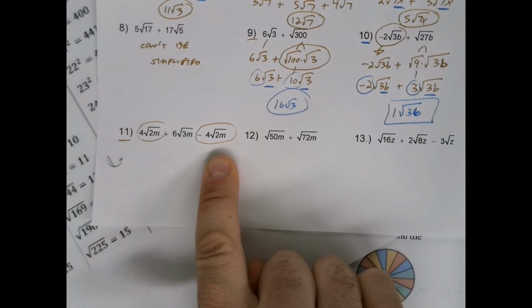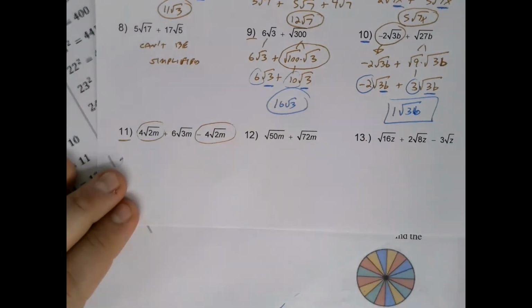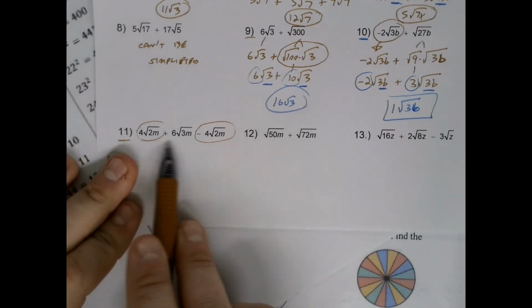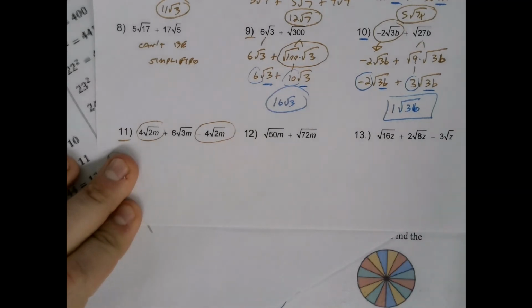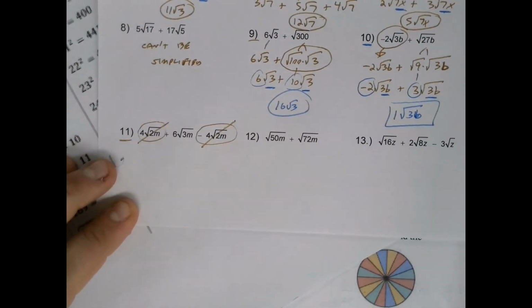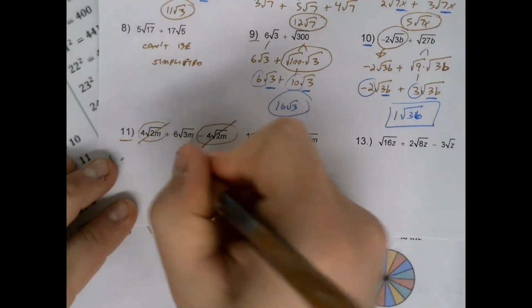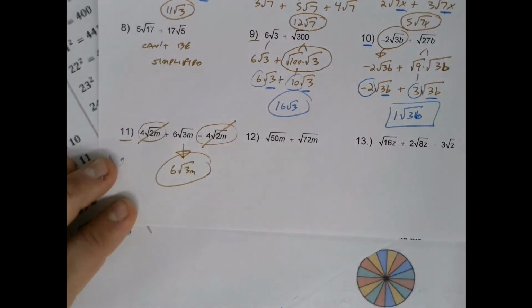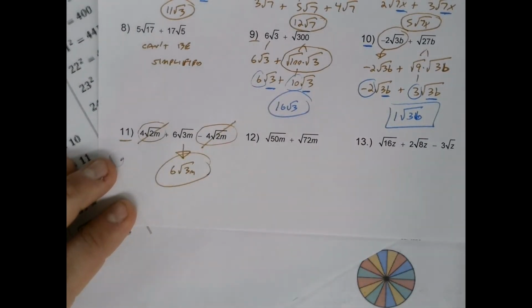Okay? Very good. So all you do is put those together first. You could say, alright, well how many root 2 m's do I have? 4 minus 4? So that cancels. Those are gone. It's kind of like like terms canceling. So what am I left with? 6 root 3m. That's all I have. So that's a classic example of, hey, sometimes like terms cancel out.